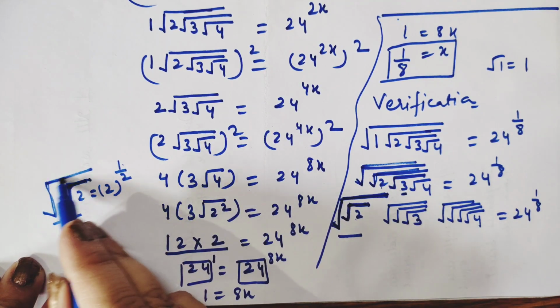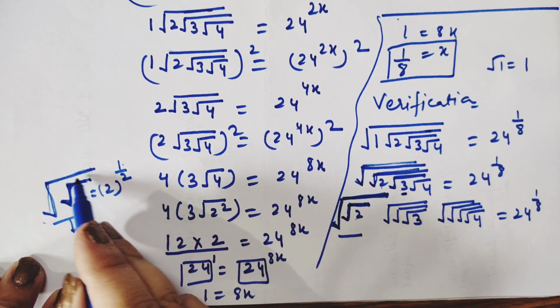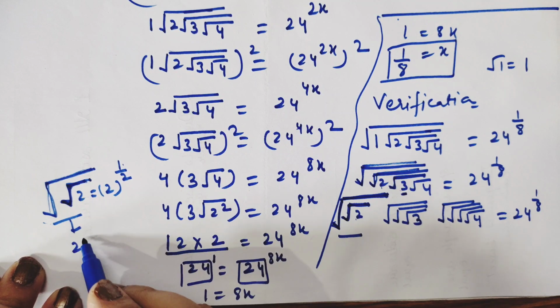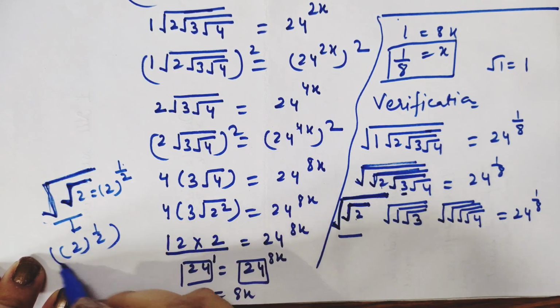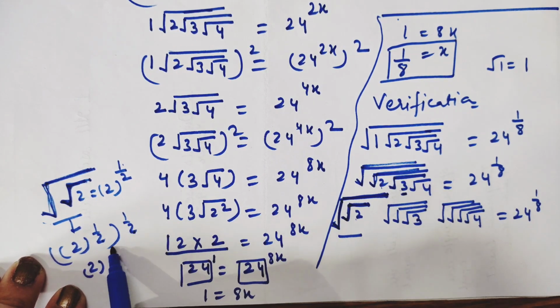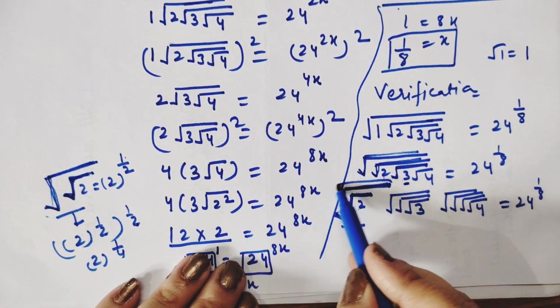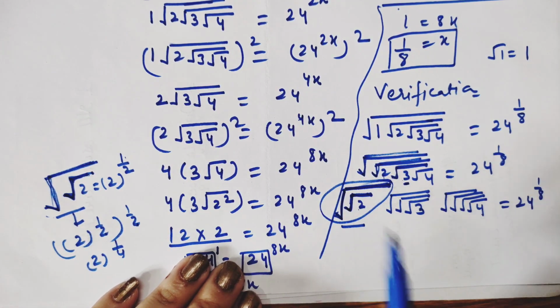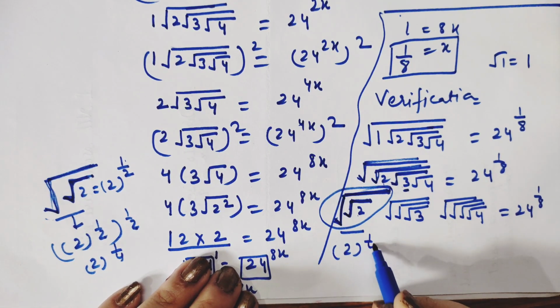After that, one more root is also above this root 2. So we will write 2 power 1 by 2 and this root also 1 by 2. So you can see 2 twos are 4, 2 power 1 by 4. So in this term, instead of this term, we can write 2 power 1 by 4.